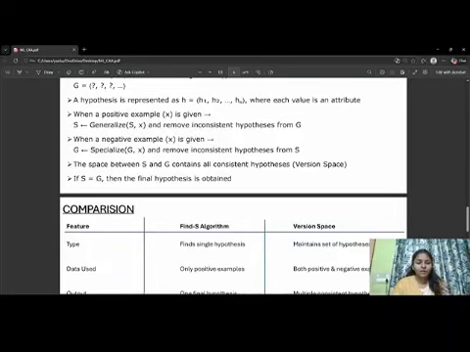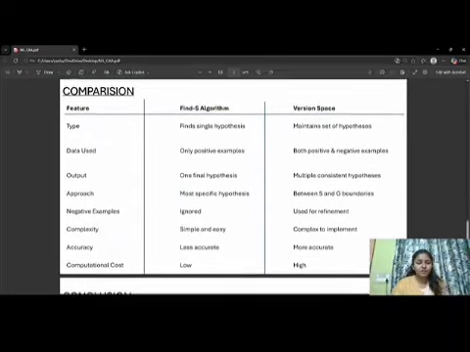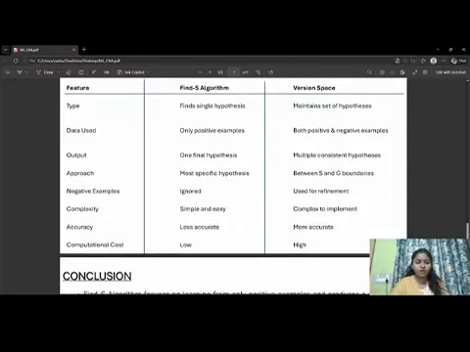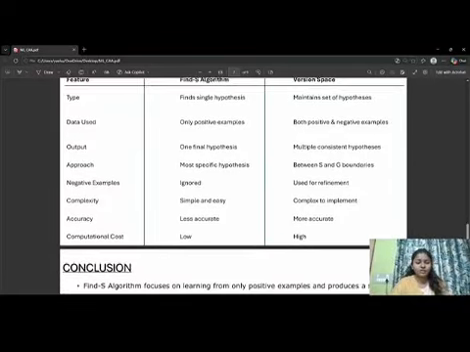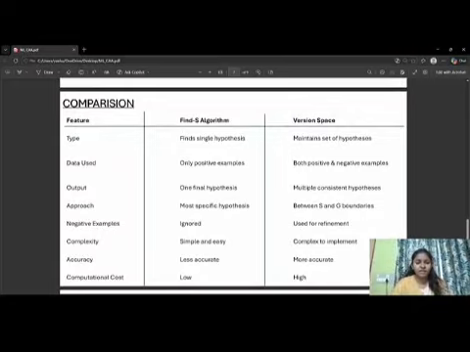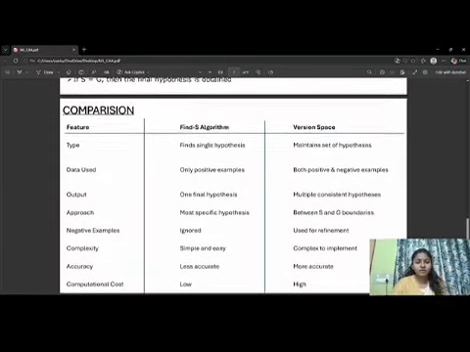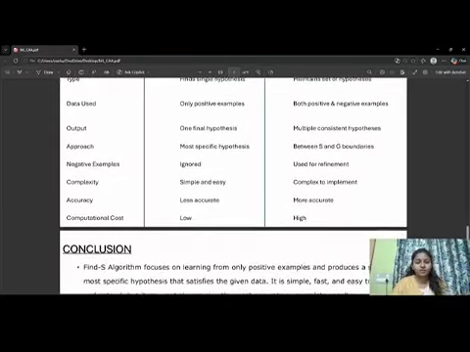Now we'll see the comparison, how it works. Here you can see the difference between Find-S and version space in data use and so on. The computational cost is low for Find-S and high for version space. The type is a single hypothesis for Find-S and a maintained set of hypotheses for version space. So this is the difference between Find-S and version space.